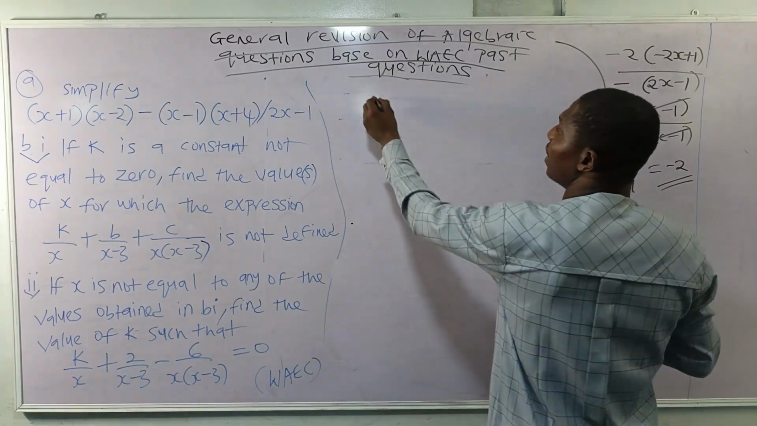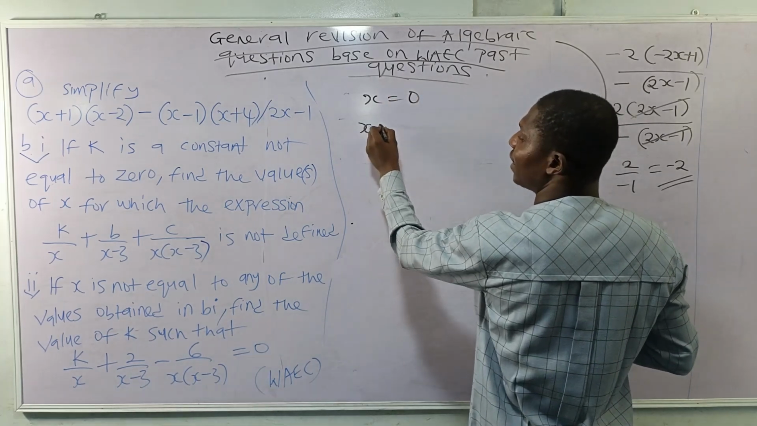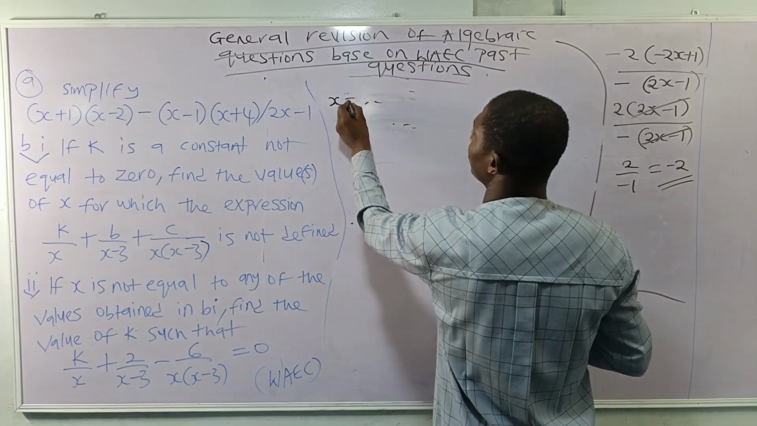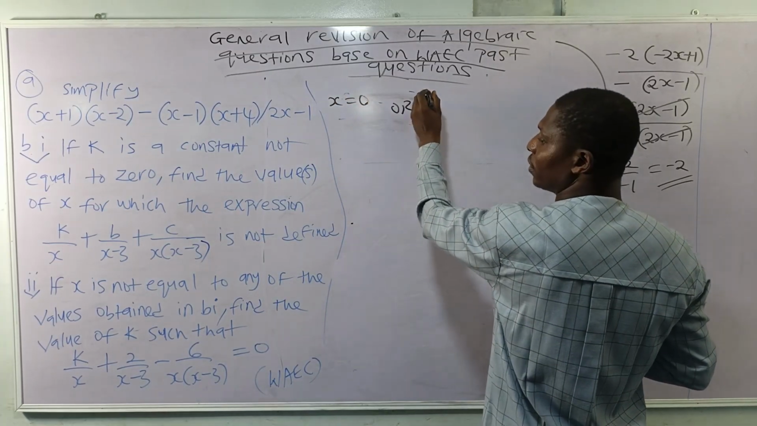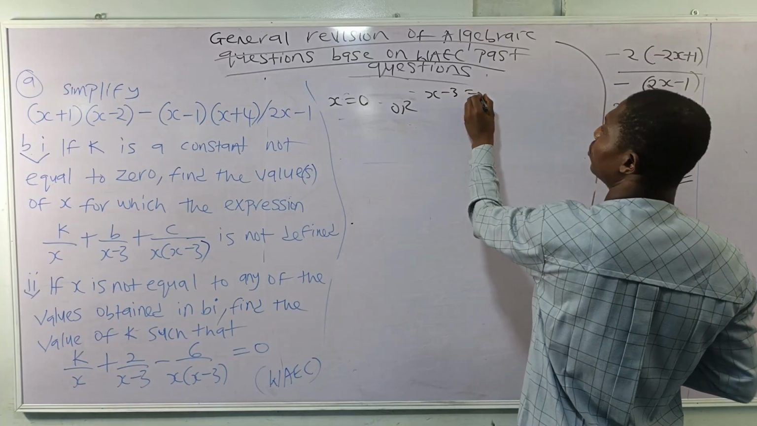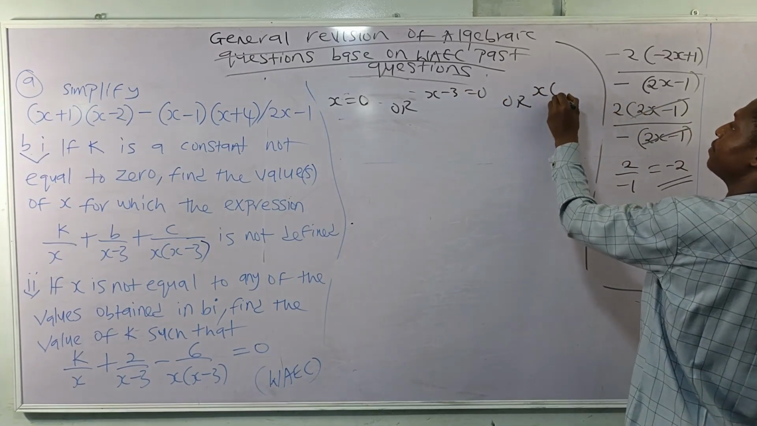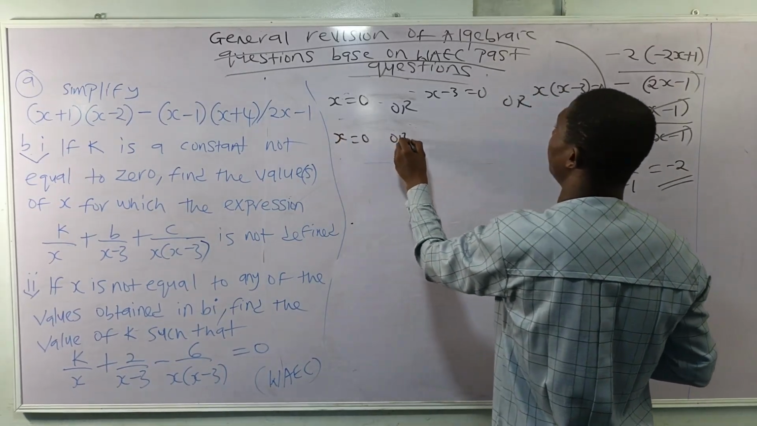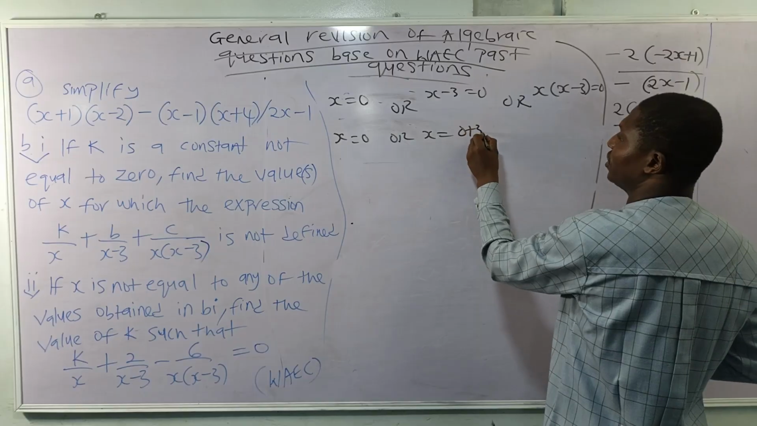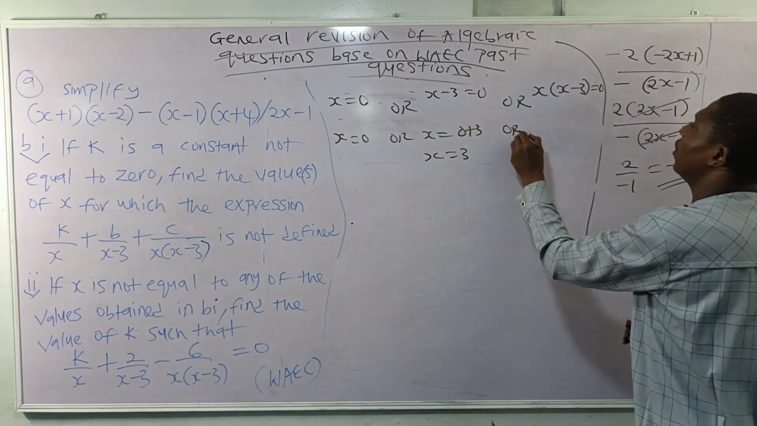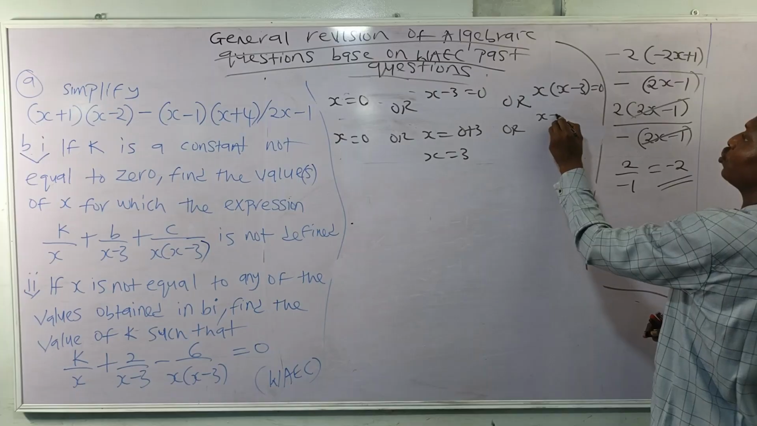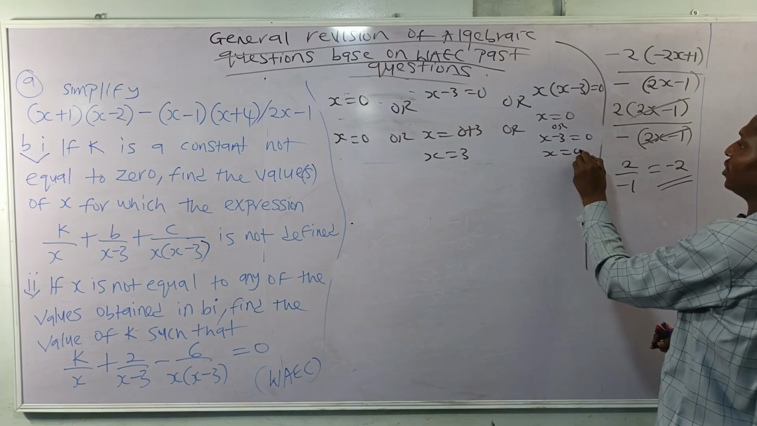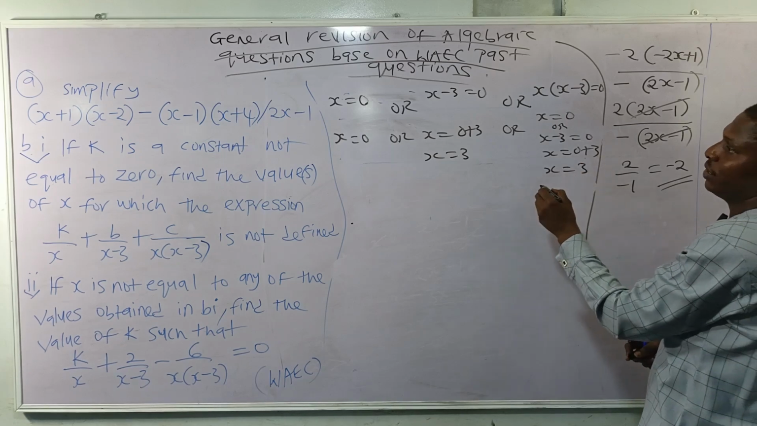For an expression to be undefined, we simply equate each of the denominators of the fractions to 0. So we have x equal to 0, or x minus 3 equal to 0, or x bracket x minus 3 equal to 0. x is already equal to 0, or this will give me x equal to 0 plus 3, which gives me x equal to 3. Or, this product, by the zero product rule, x will be equal to 0, or x minus 3 will be equal to 0, which gives me x equal to 3.